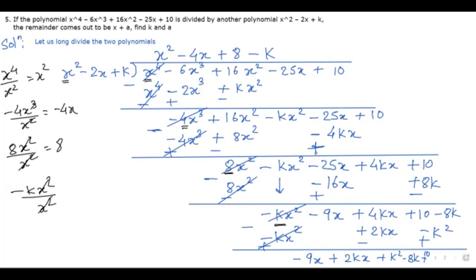Now tell me, therefore, remainder is equal to what? Tell me the remainder. Minus 9x. Sir, the screen has become green. No, beta. Minus 2k. Plus 2kx.